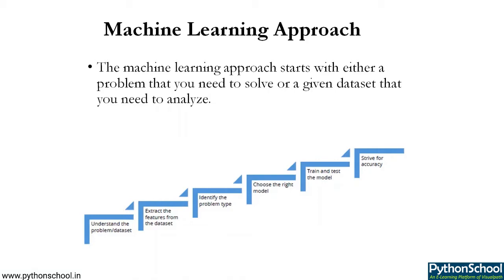So these are some of the steps. Understand the problem data set, extract the features from the data set, identify the problem type, choose the right model, train and test the model. We will look at the process of machine learning in detail and strive for accuracy. So these are all going to be iterative to some extent.